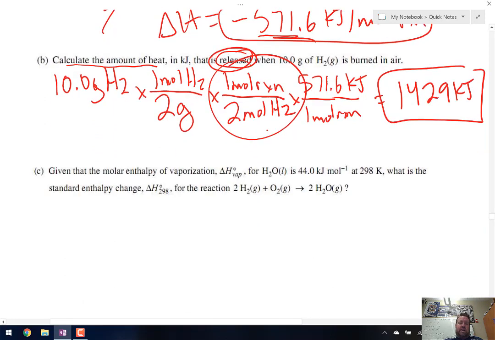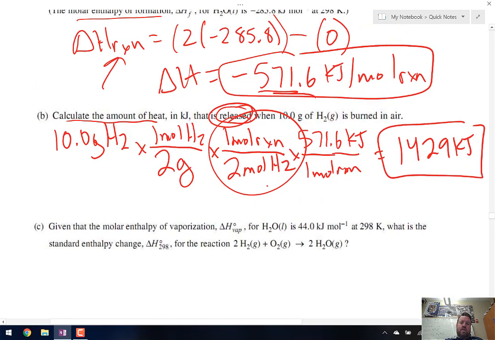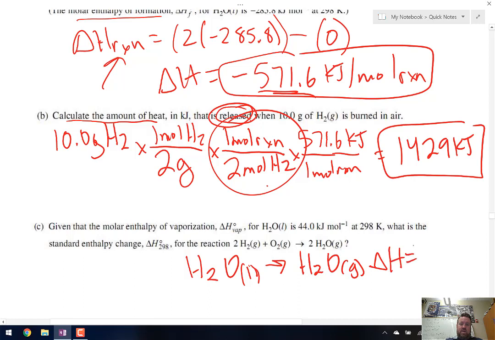Okay, letter C. So finally here we're getting to, again, the Hess's law component. Given that the molar enthalpy of vaporization for H2O, so vaporization is what? Converting a liquid to a gas. So we're going from H2O liquid to H2O gas. They say that the enthalpy change is 44.0 kilojoules per mole.